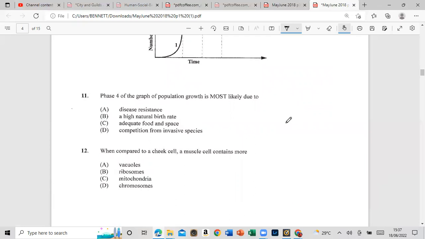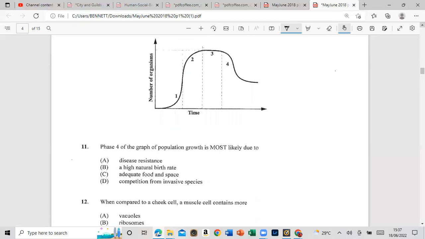Phase four of the graph, population growth, is most likely due to... let me go back up there. So phase four is the number of organisms versus time, so it's decreasing. All right, number 11. Phase four of the population growth is most likely due to A, disease resistance; B, a high natural birth rate; C, adequate food and space; or D, competition from invasive species. And that would be D.